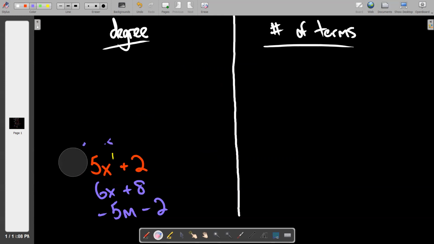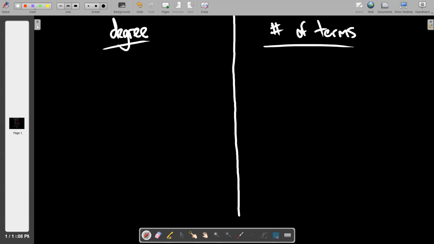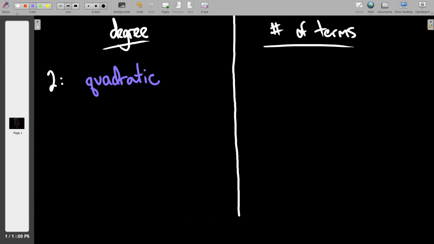And I'm going to head on down to 2. Does anyone know what a second degree polynomial is called? Nope, that will be a word that we use later. If the degree is 2, we call it a quadratic. Could someone give me an example of a quadratic polynomial? I love it. That is a gorgeous quadratic polynomial.